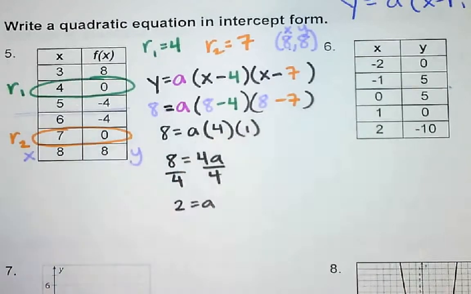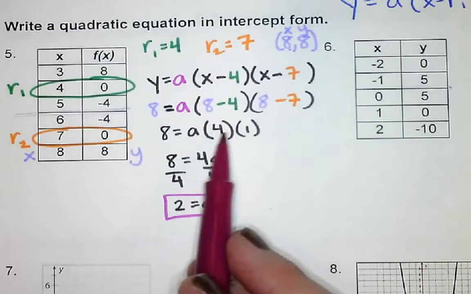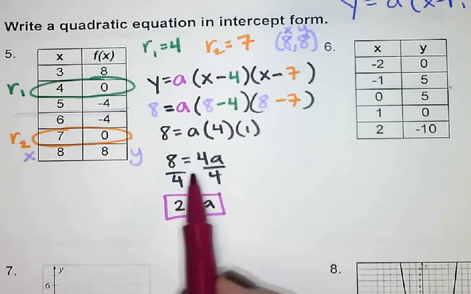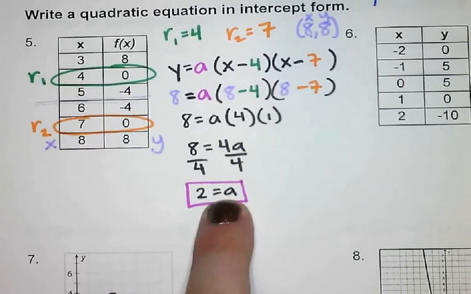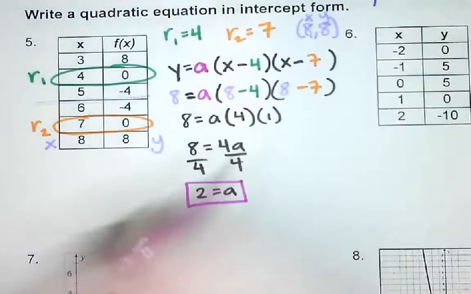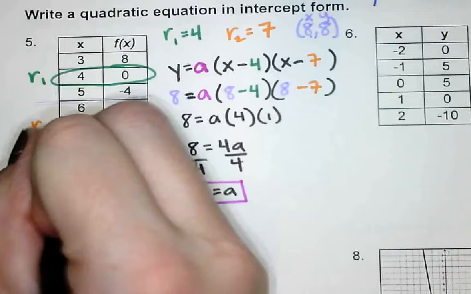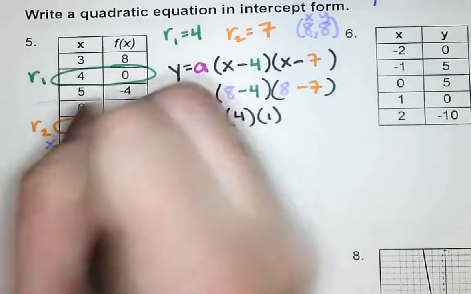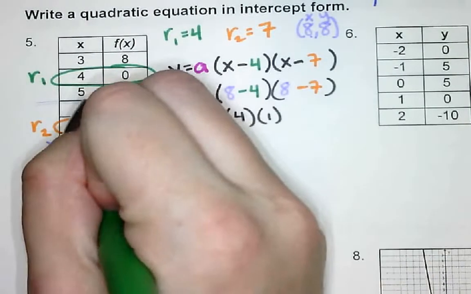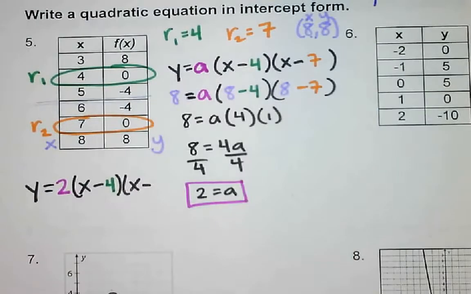So I had 8 is equal to A times 4 times 1. That's 4A. Divide both sides by 4. And my A is equal to 2. Now that we know my A value, we can plug it back in up here. So my equation would be Y equals 2, parentheses X minus 4, close that parentheses up, and we do X minus 7. And this right here is the intercept form of that equation.